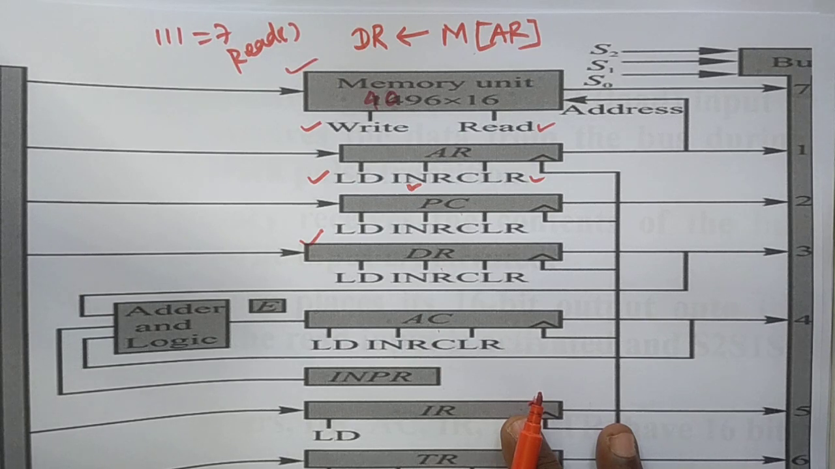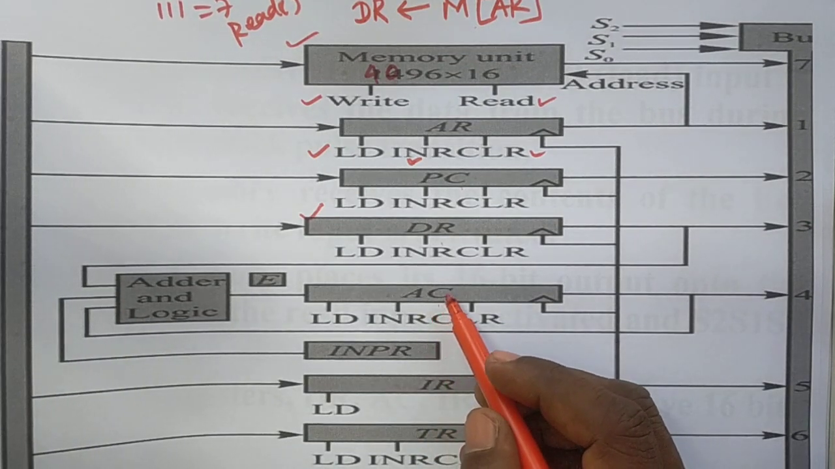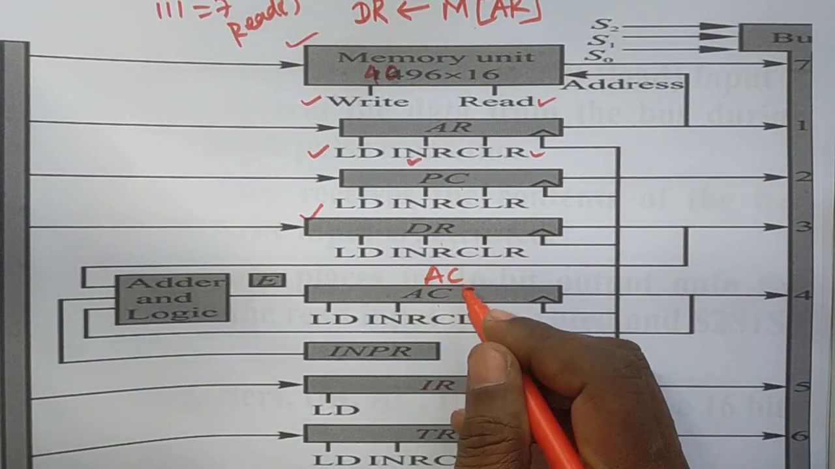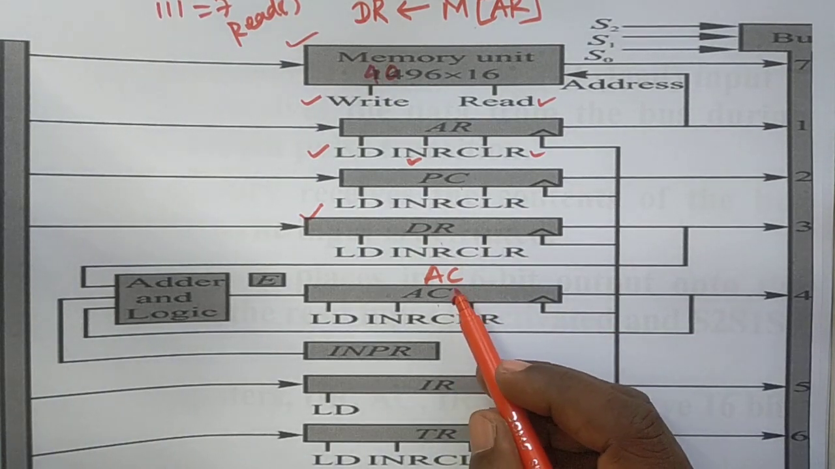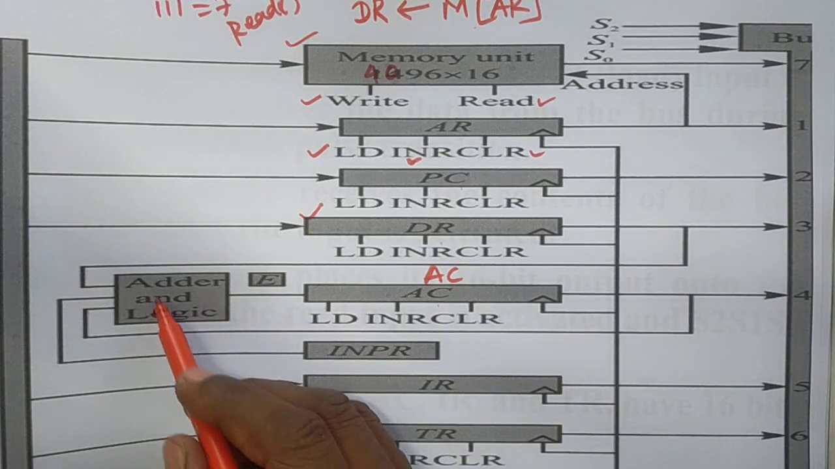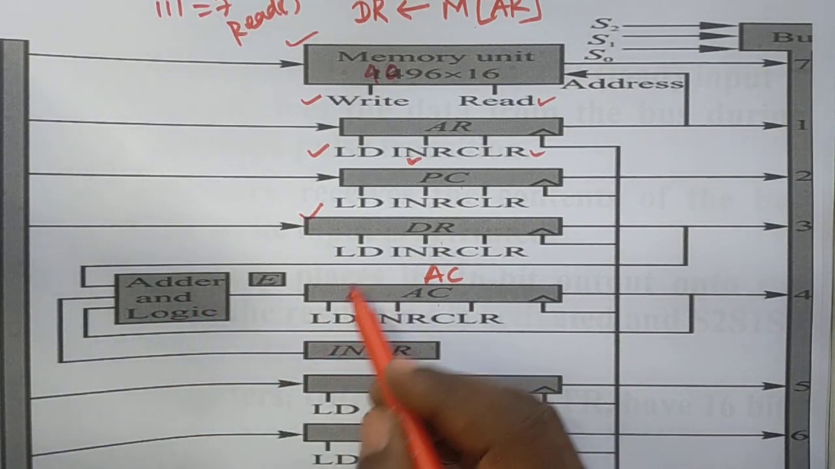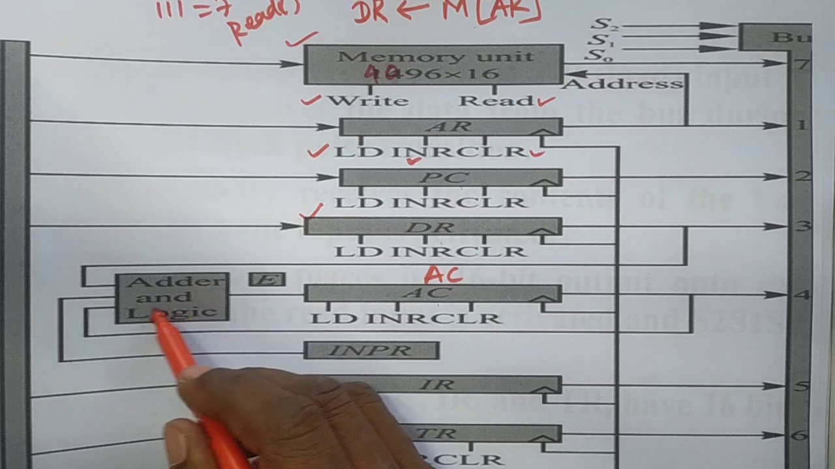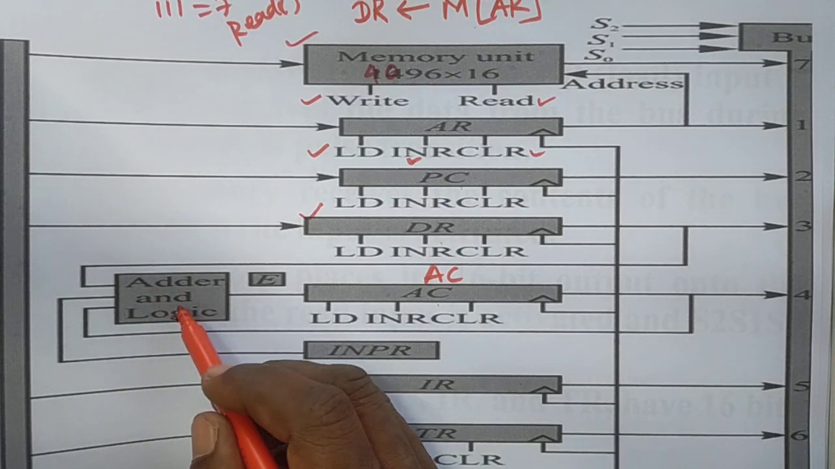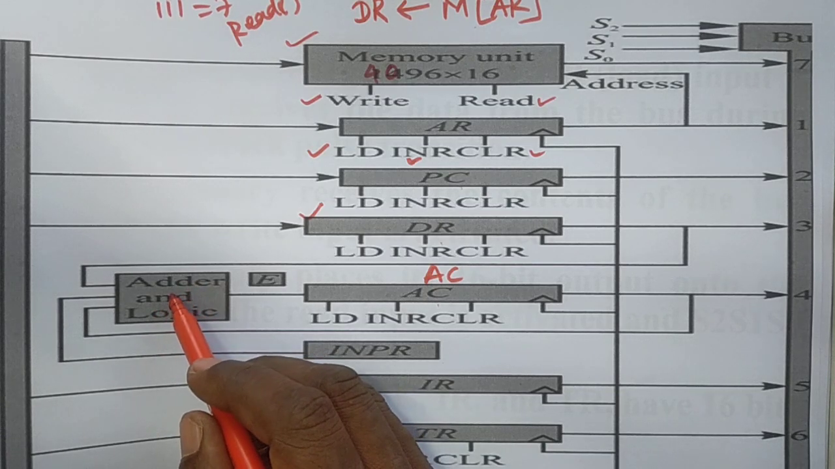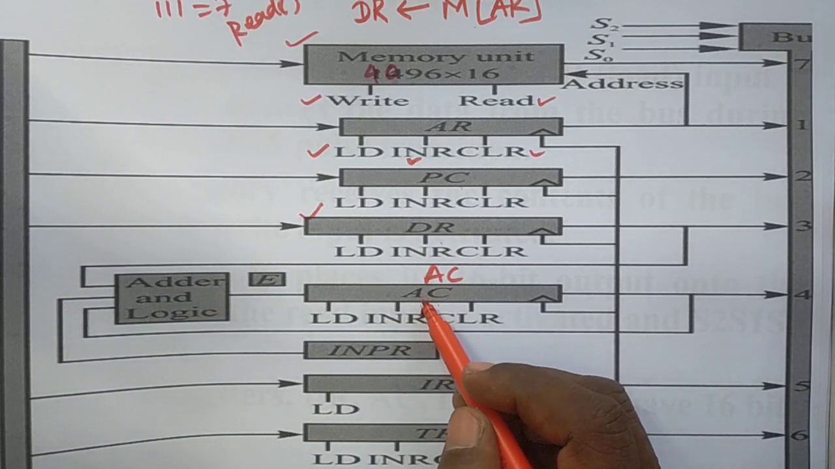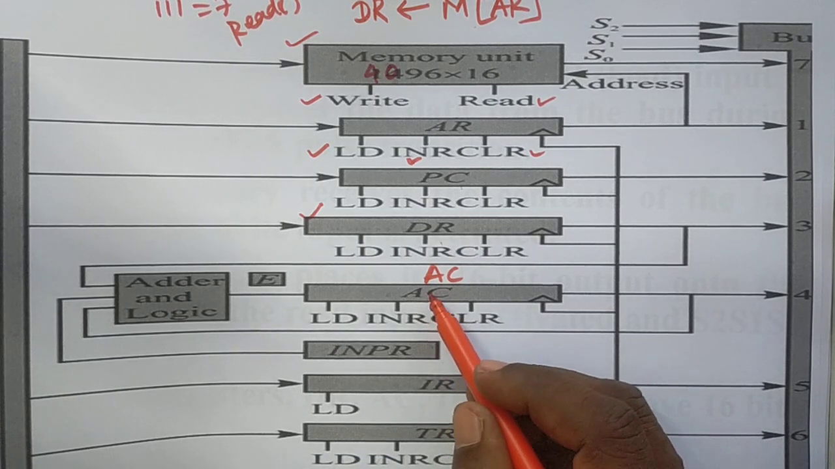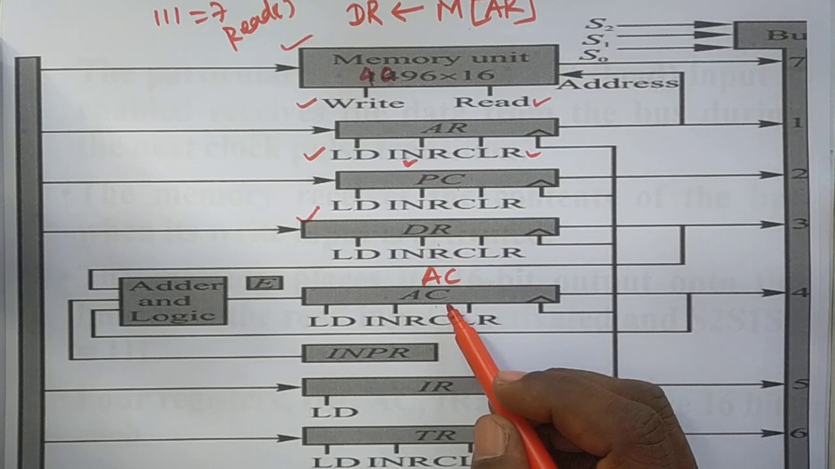Another example: suppose we do any operation, addition, subtraction, or any other, with the help of the accumulator. The accumulator performs different operations through the adder and logic circuit. Suppose it is an add operation, then the data is collected and sent to the add operation, and the result is stored in the accumulator. If one operand is there, the accumulator itself is considered as one operand.